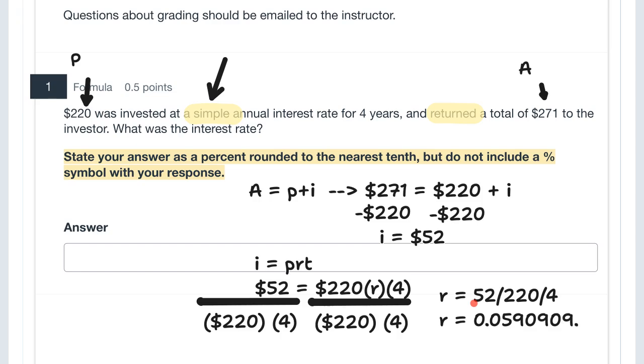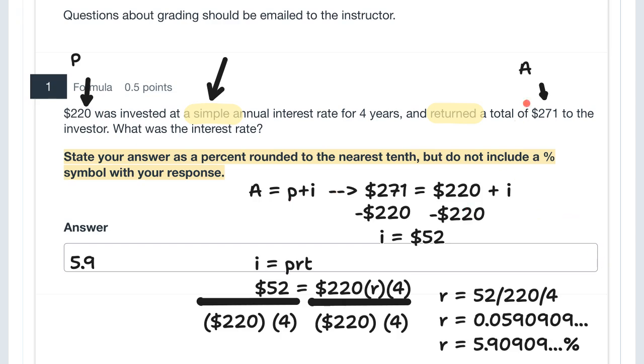0.0590909. This keeps going. And then when I change this to a percent, so R will equal 5.90909%, rounded to the nearest tenth is going to be 5.9%. So we put 5.9 in our box.